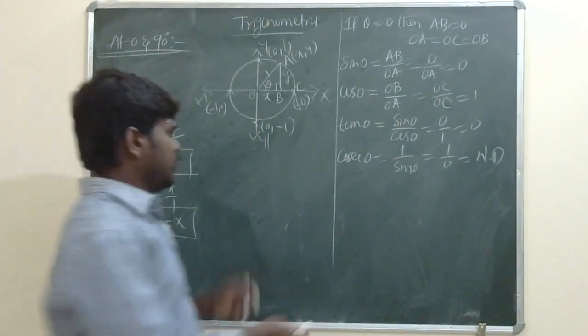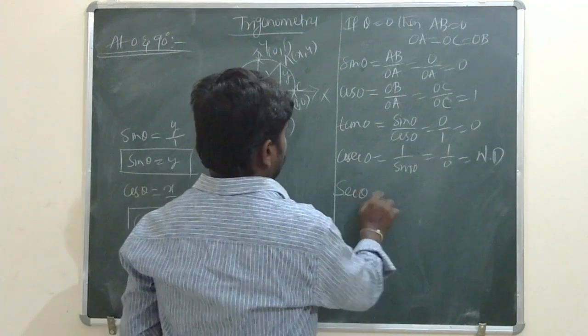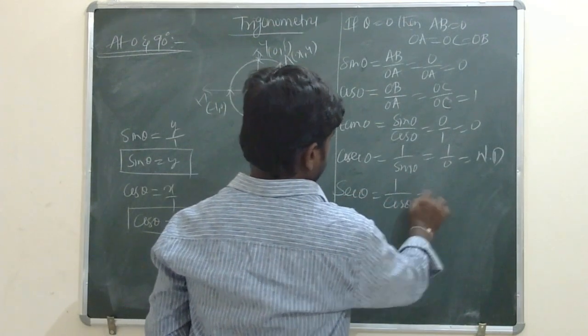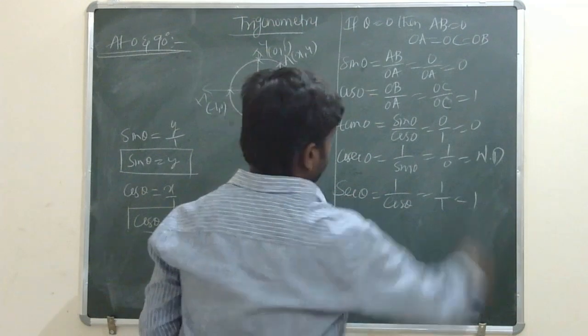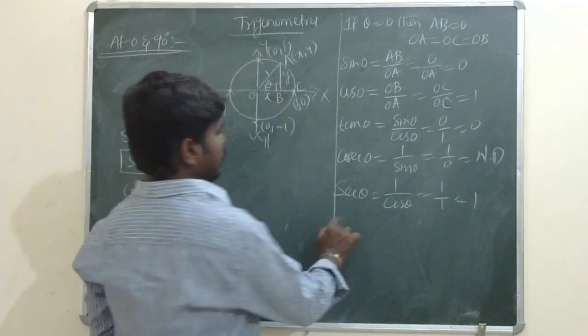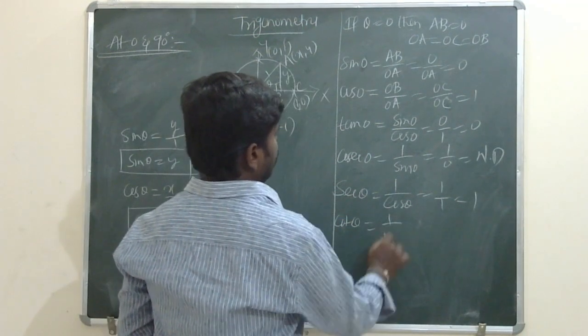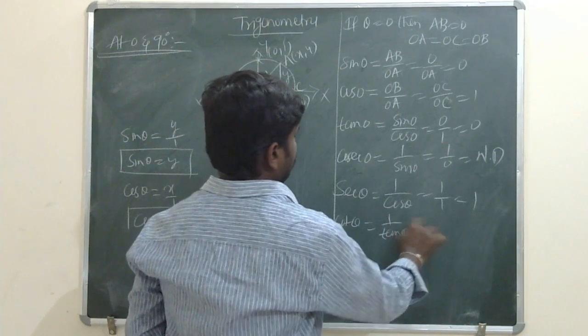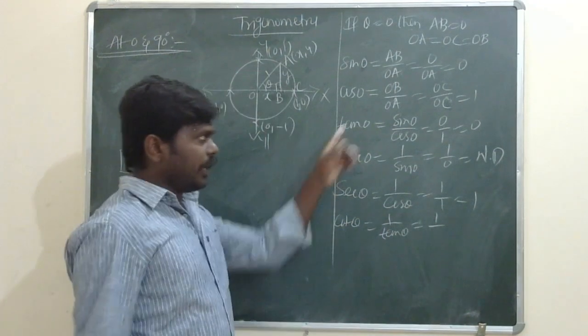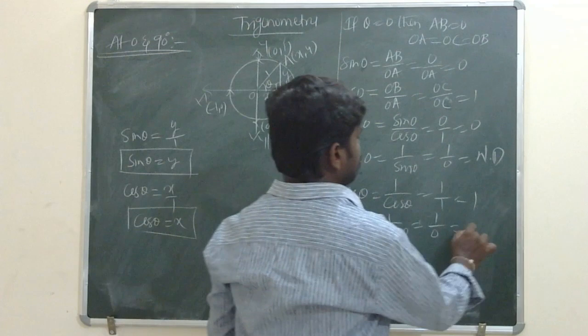Okay. So next secant theta. 1 by cos theta. So here 1 by cos theta means here 1. So 1 by 1 is 1. Next cot theta. 1 by tan theta is nothing but the cot theta. So here 1 by tan 0 is 1 by 0. That means here again not defined.